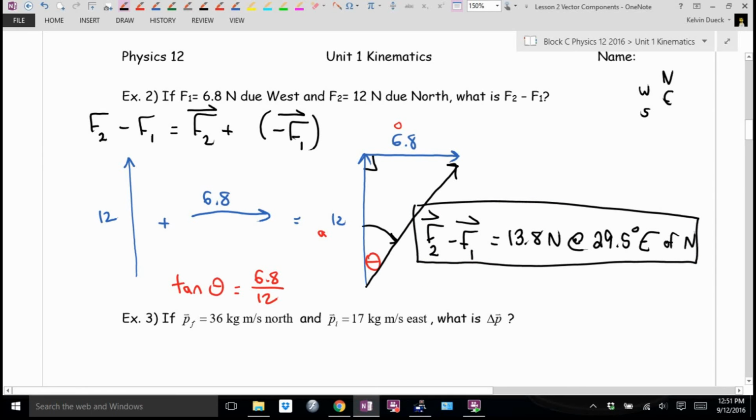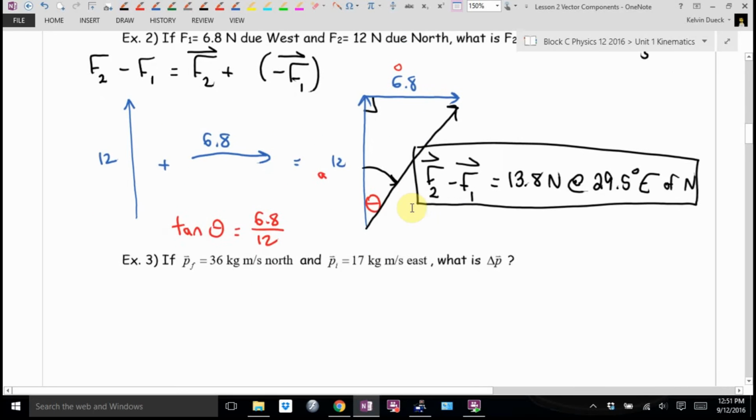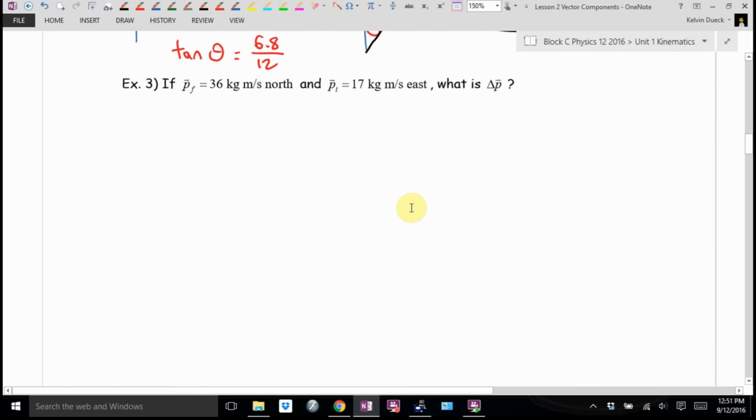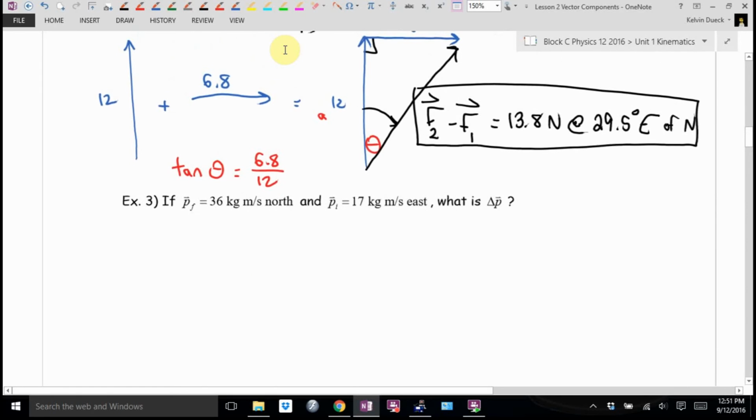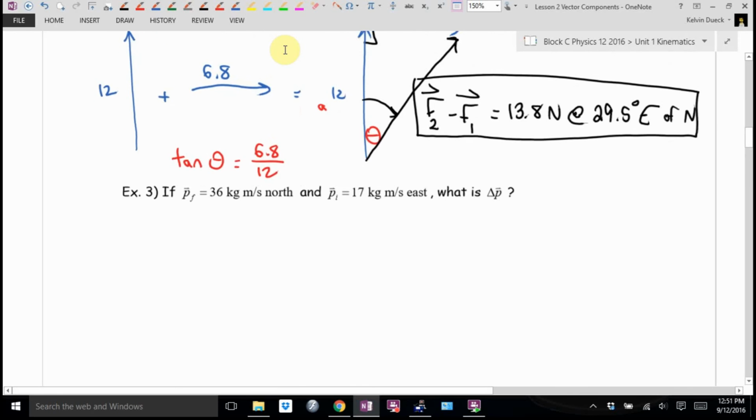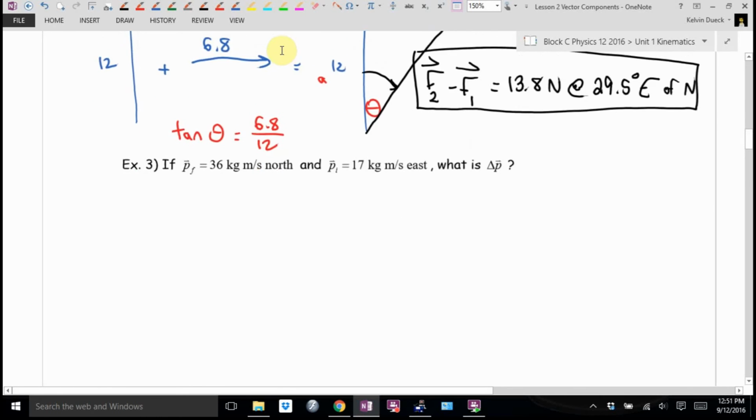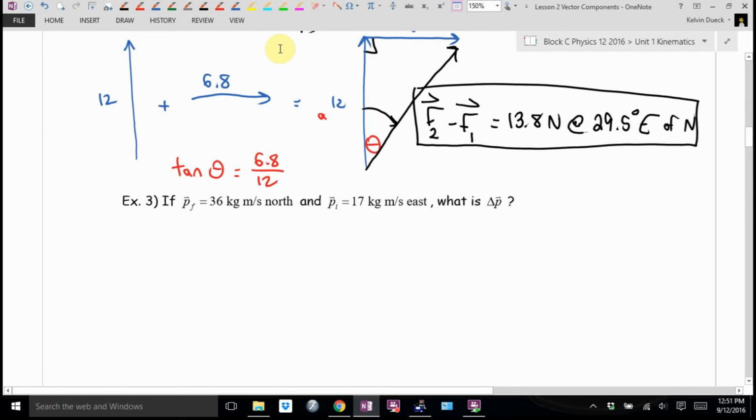Hey, let's do an actual physics-y application. Example 3. Oh, whoop. Very good. Whoop, whoop, whoop, whoop, whoop. Earthquake. No? Okay. Sorry. Let's do a physics-y application.